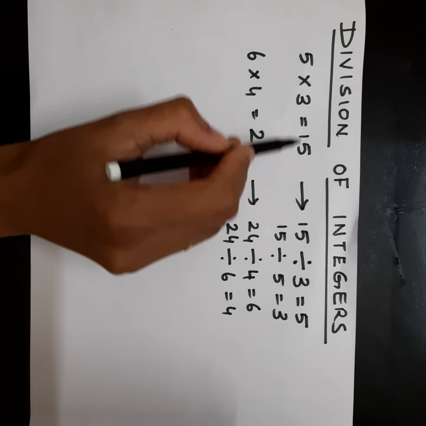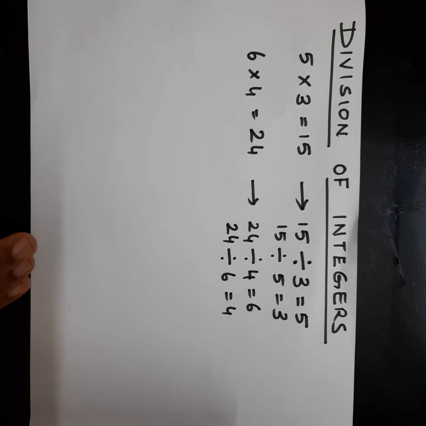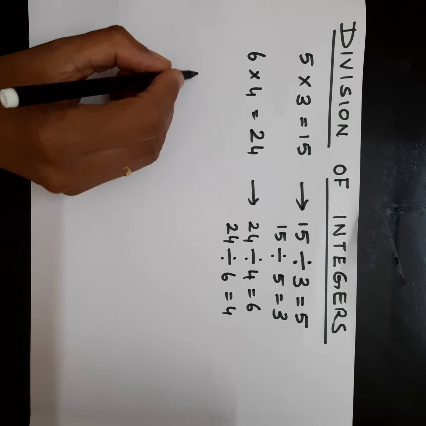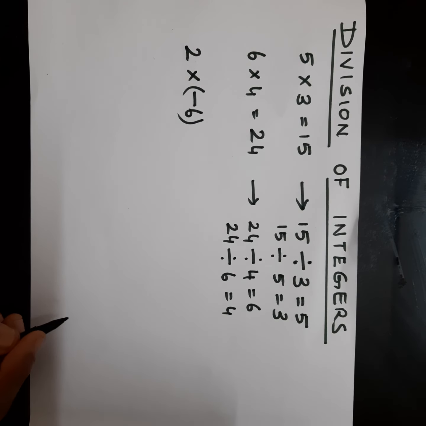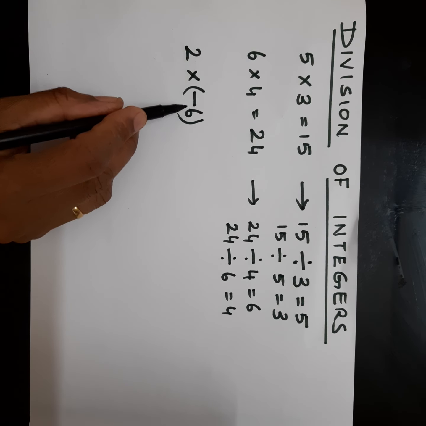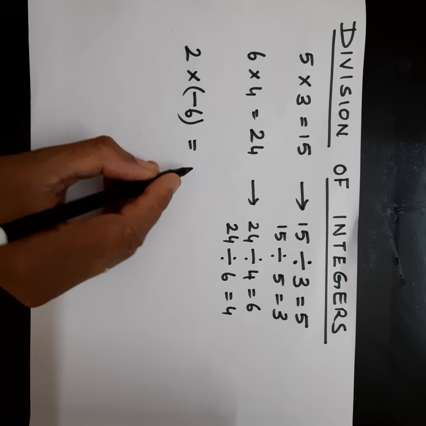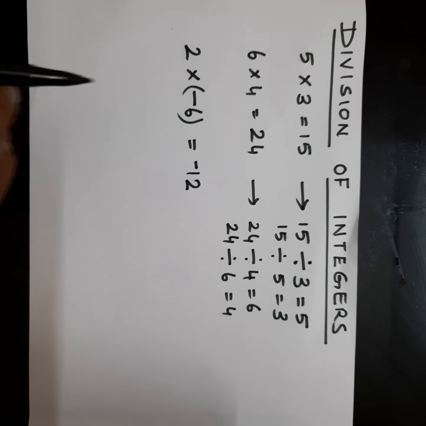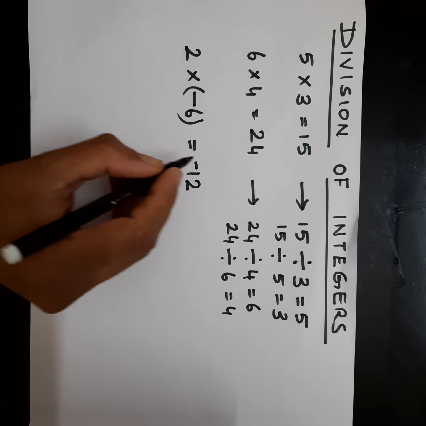Now, these are all whole numbers. So, let us take integers. Integers include negative numbers also. Let us take 2 into minus 6. What is 2 into minus 6? We already studied multiplication of integers. When we are multiplying one negative number and one positive number, first multiply the numbers. 2 into 6 is 12, and put the negative sign, because only one negative is there. One negative means the product is also negative. So this is the answer.